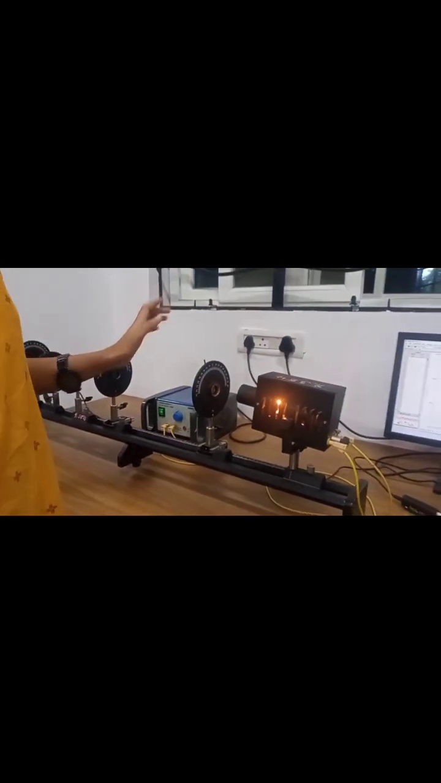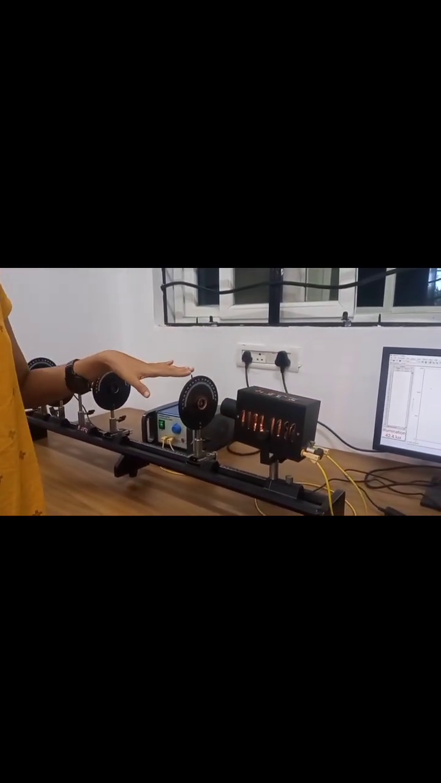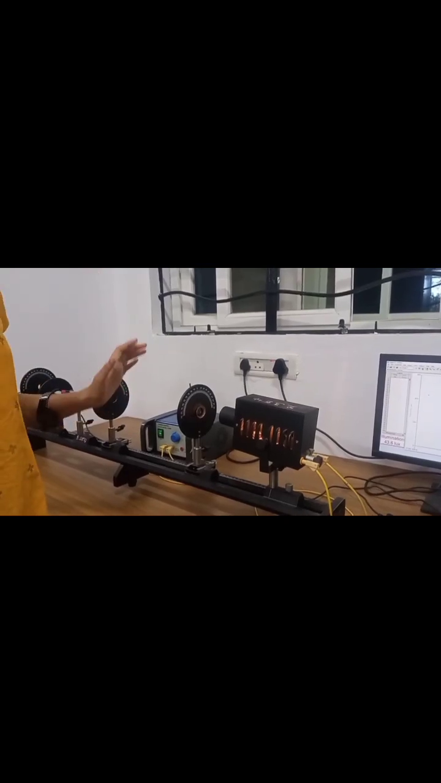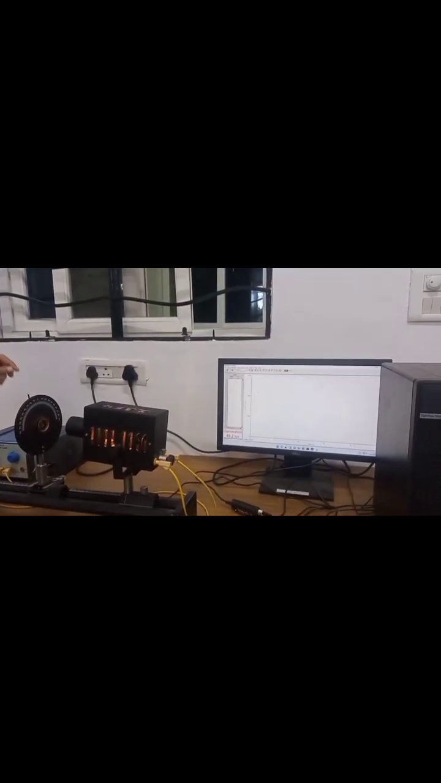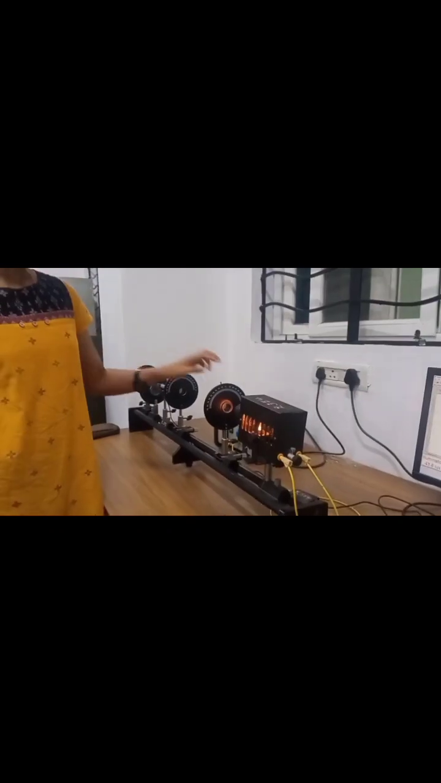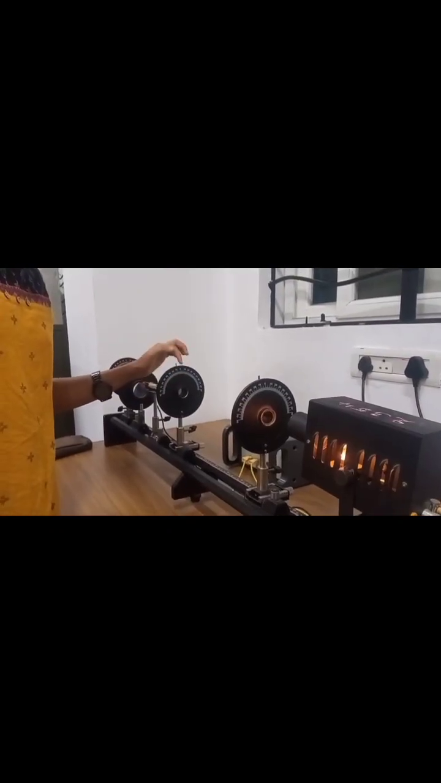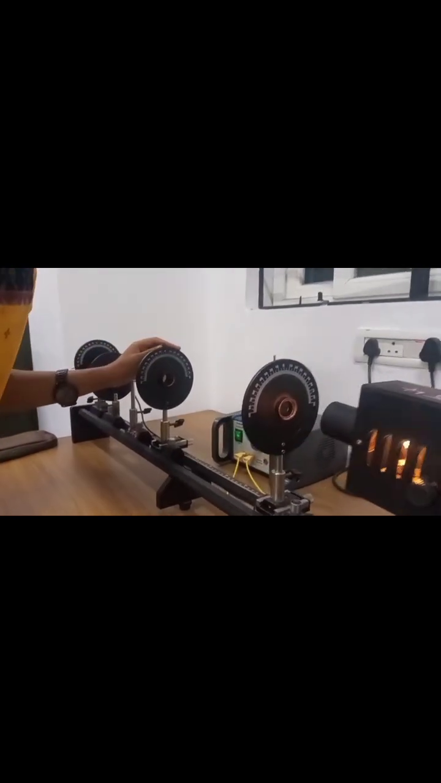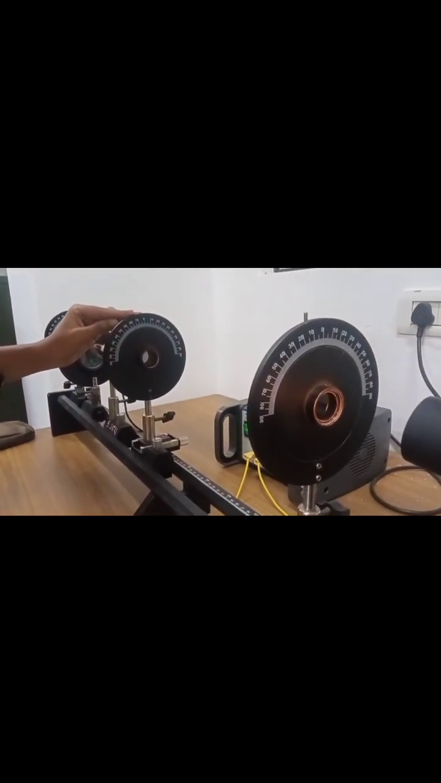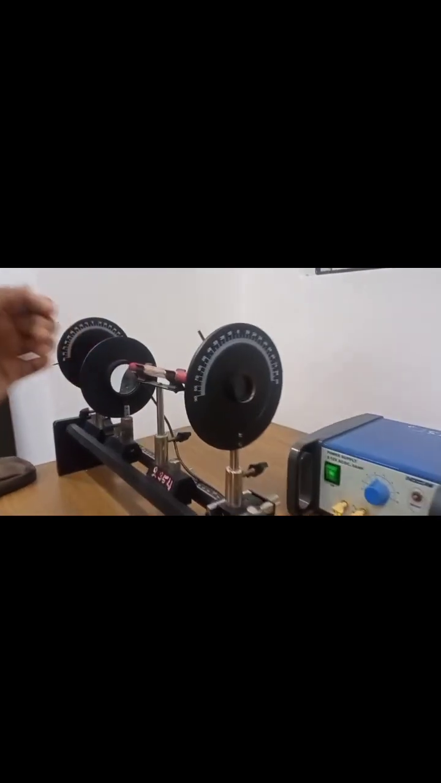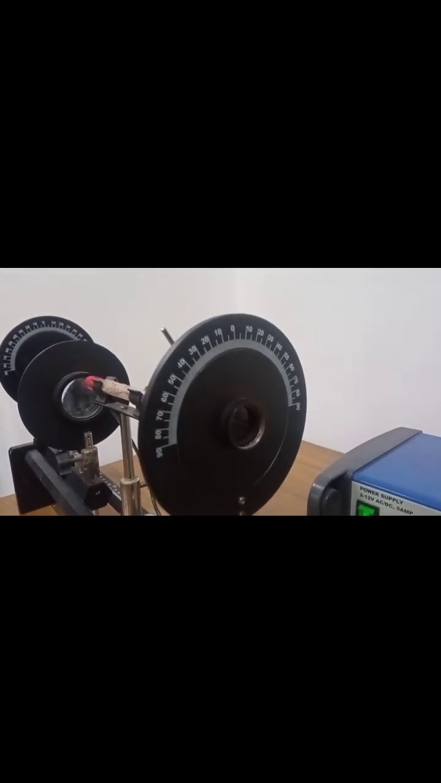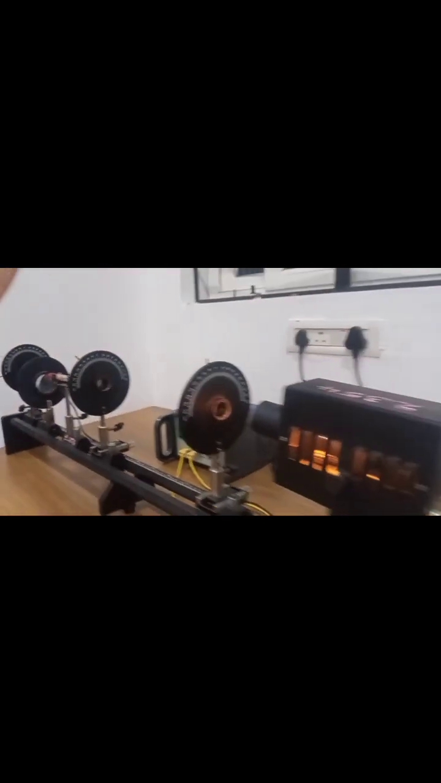Next we have to take the intensity of light at all these angles from minus 90 degrees to plus 90 degrees. First we will look at 0 degree in both. So now this is at 0 degree in both. There is a mark here, you can see. Next we have to open the Logger Pro app, and now we have to collect the intensity for 10 seconds each.